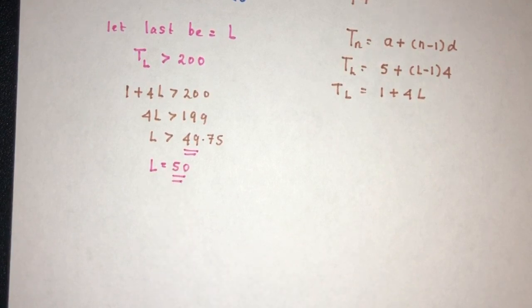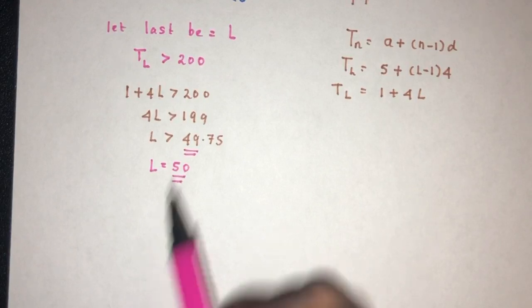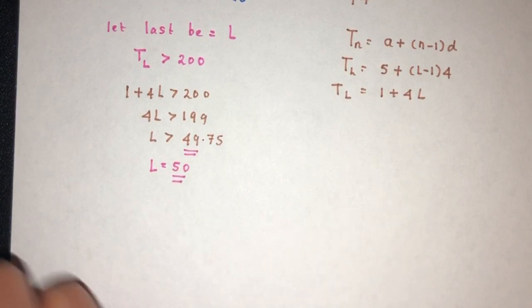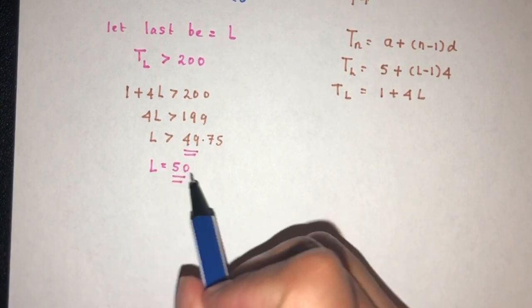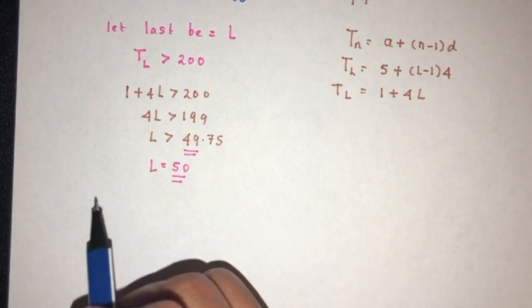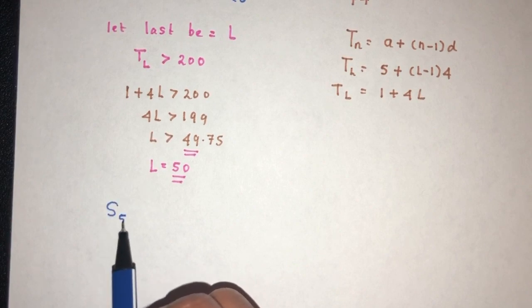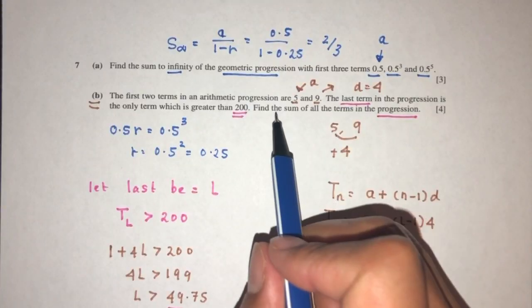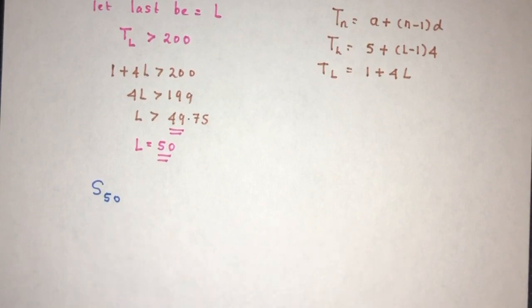Because terms are always integers, right? We cannot take a term which is the 49.75th term, if that makes sense. The next integer after this will be 50. So in total we have 50 terms. Now we have to find the sum of all the terms, so we have to find the sum of the first 50 terms.